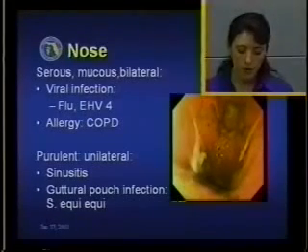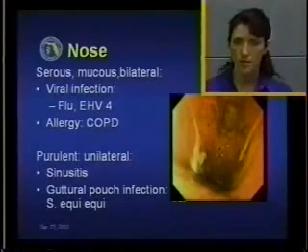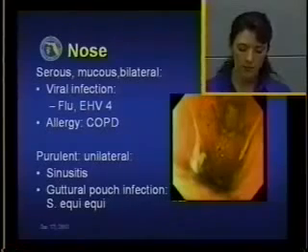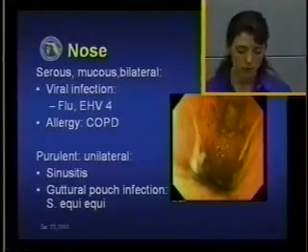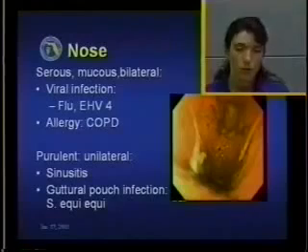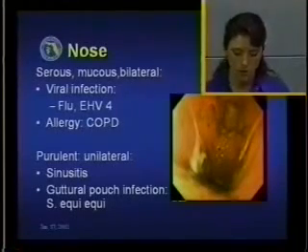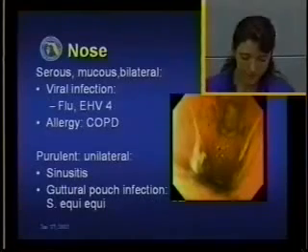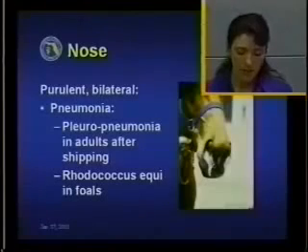If you're dealing with a purulent unilateral discharge, you need to be thinking about sinusitis. So once again, this is a very common disease in older horses that is caused by the presence of an infection at the tooth root. Or you may also be dealing with a guttural pouch infection. And one of the most common organisms that cause infections within the guttural pouches is strangles, or the Strep equi var equi.